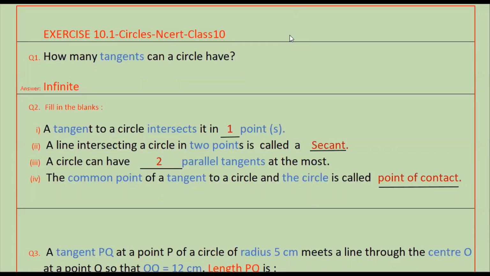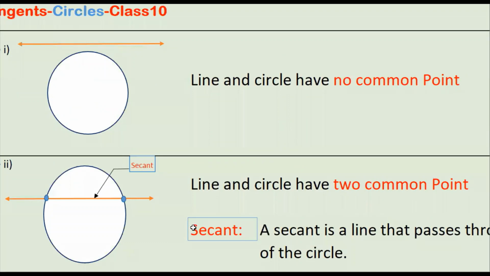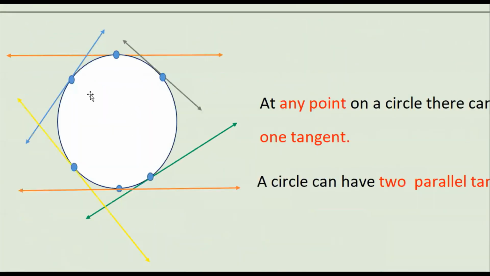Now I am going to tell how to solve exercise 10.1 from the Circles chapter from NCERT class 10. The first question is, how many tangents can a circle have? We know that we can draw infinite tangents on a circle. You can see from this figure, because the circle has an infinite number of points, we can draw infinite tangents on a circle.